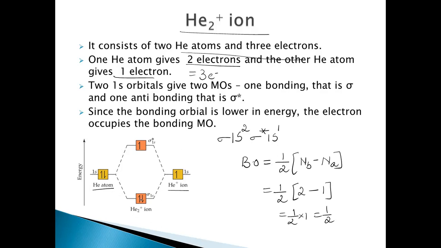And what about the magnetism? Since there is one unpaired electron, we can see here that it is paramagnetic in nature.